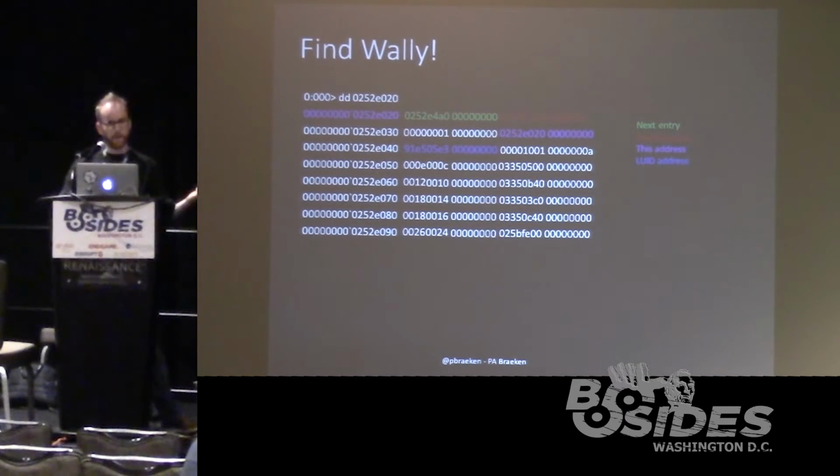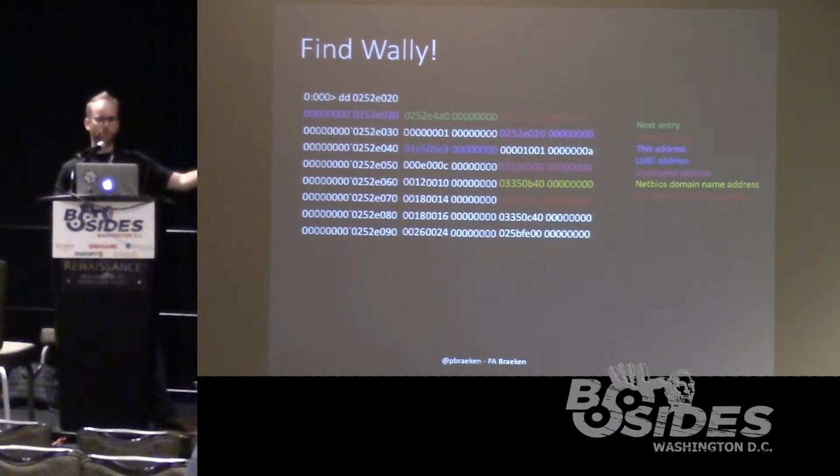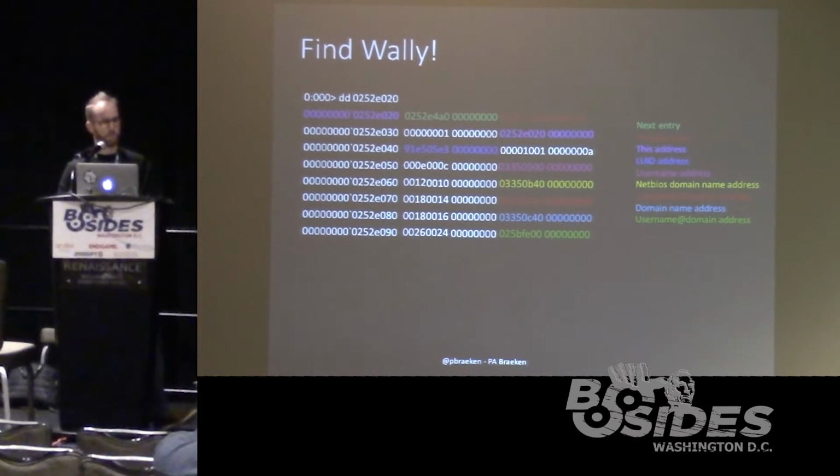This address is the LUID address, which is not at all interesting to get the password, but which is a unique identifier on a Windows computer, guaranteed to be unique until the next reboot. Then you have the username address, and it's in clear text. So if you type du on this address, you will have the username, then the NetBIOS domain name address, then the encrypted password. So if you try du, you will get nothing. Then the domain name address and the username at domain address.